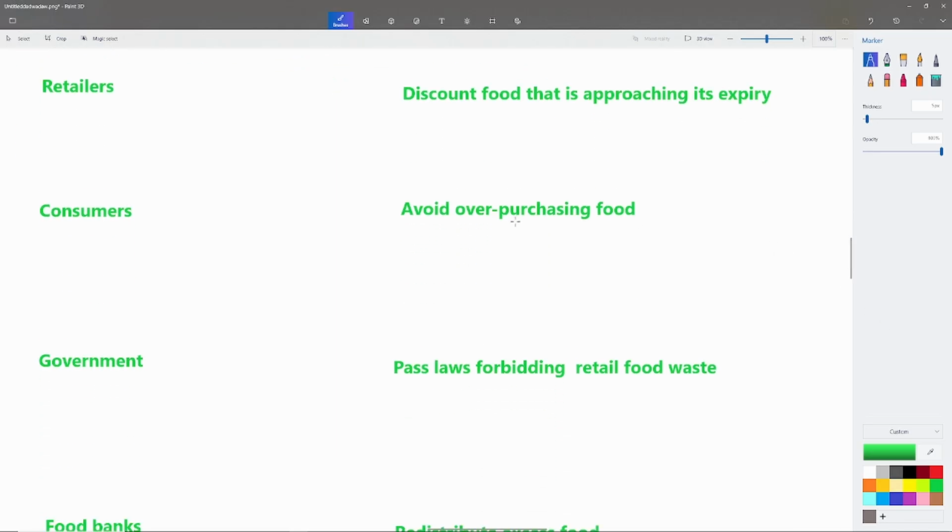Retailers refers just to the stores that actually sell all the food. Well, what they can just do is discount food that is approaching its expiry, so people would actually buy the food faster and not leave a lot of food to be rotten. For example, many supermarkets, when the clock passes 9 o'clock, they actually discount all the pastries in the store.